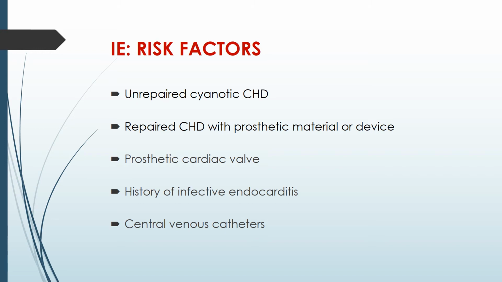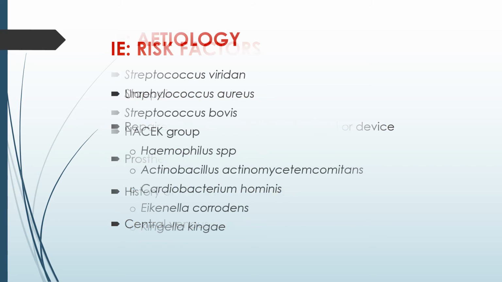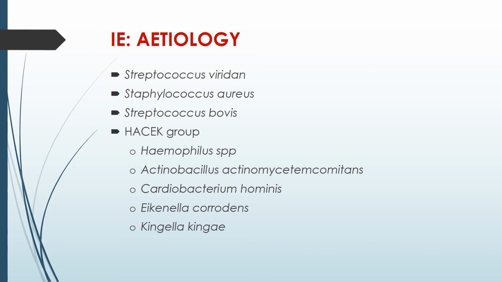with prosthetic material or device, prosthetic cardiac valve, past history of infective endocarditis, and presence of central venous catheters. The etiologies of infective endocarditis include Streptococcus viridans, being the commonest, Staphylococcus aureus, Streptococcus bovis, and the HACEK group. This HACEK group of organisms are more common in the neonates and immunocompromised children.